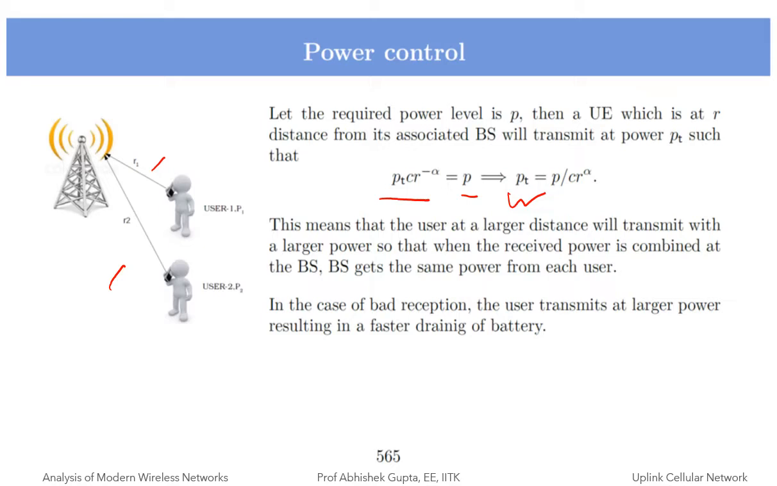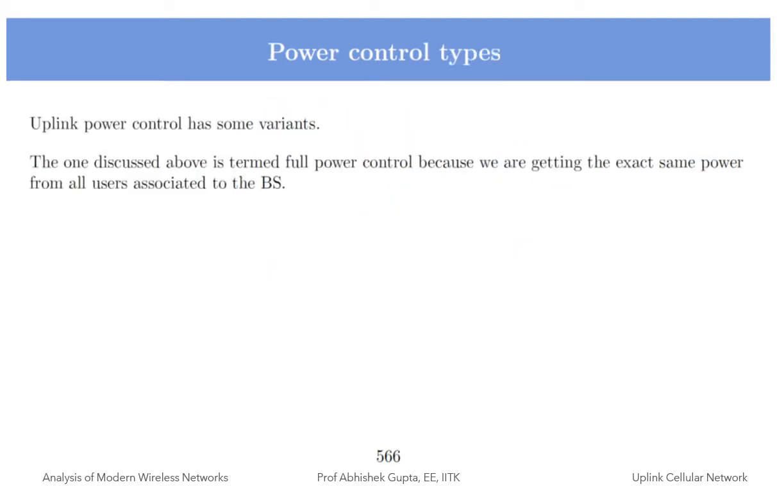And this is the case when the user is at bad reception, far away from the base station, then the user transmits at a larger power. And that is the reason you may have seen that in some cases the battery drains very fast. So there are different types of power control also. The one we discussed is called the full power control because you try to exactly match the received power at the base station.